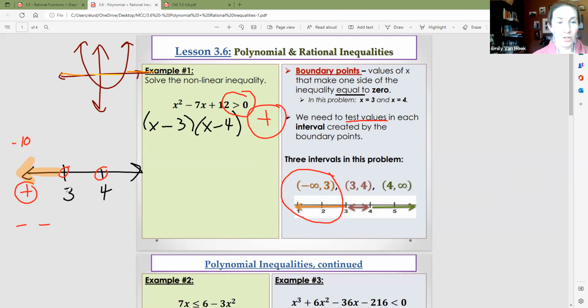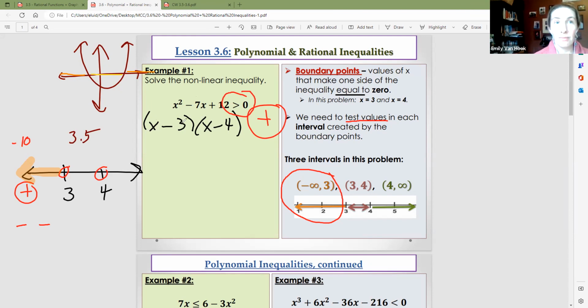Now I'm going to try the next interval, anything between 3 and 4. There are no whole numbers between 3 and 4, so I really do have to plug in a fraction or a decimal here. Not a big deal. I'm going to plug in 3.5. Notice I'm plugging it into the factored form. It's just a lot easier, I think, than the original.